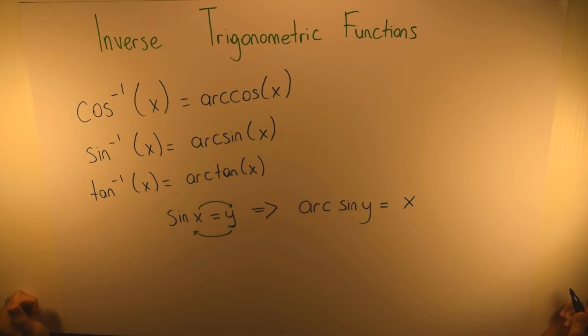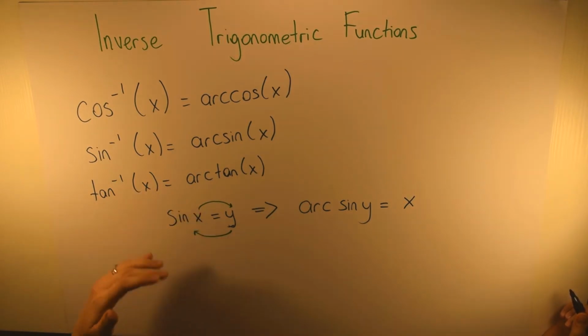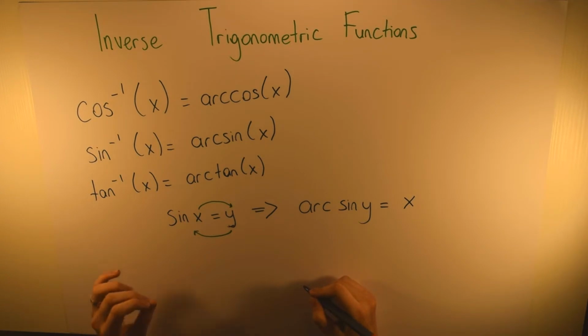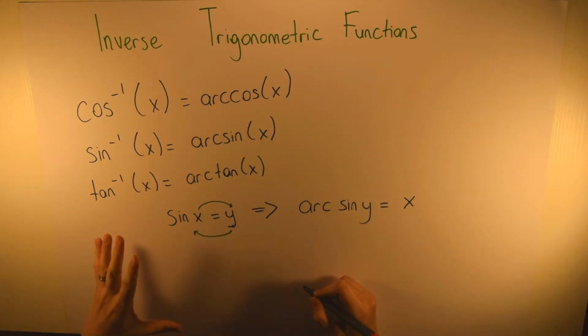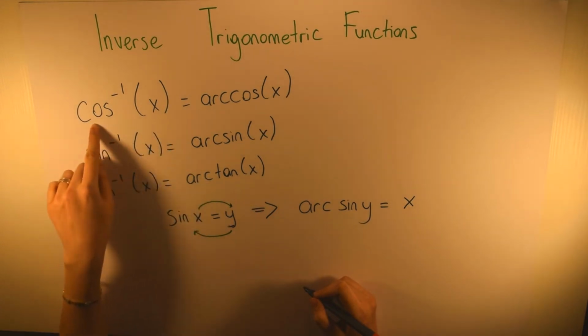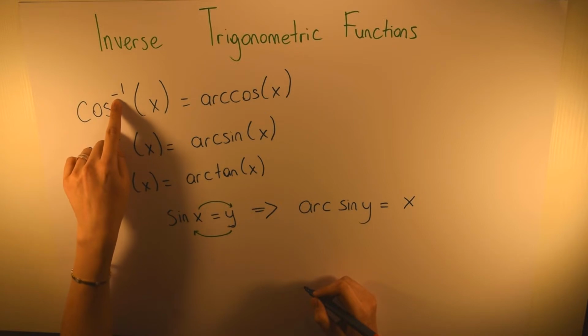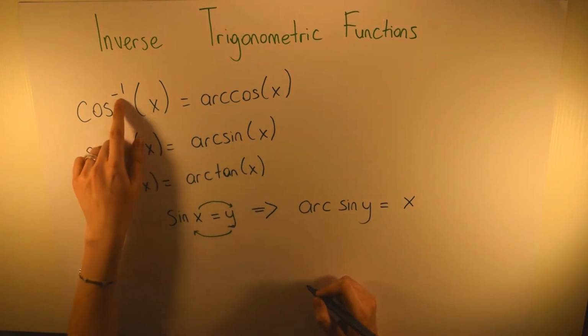Let's continue with the inverse trigonometric functions. Before continuing this topic, I want to warn you about something. One of the most common notations for inverse trigonometric functions can be very confusing. For example, for cosine, it's written as cosine to the power of minus 1 x. But here this minus 1 is not an exponent.